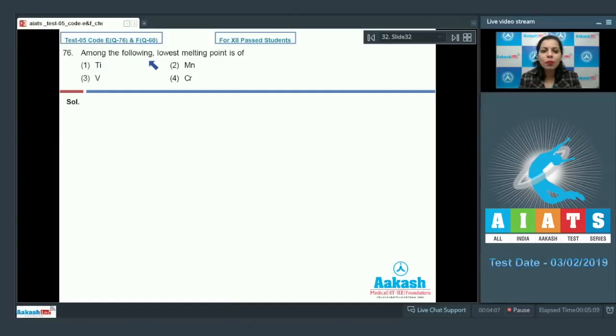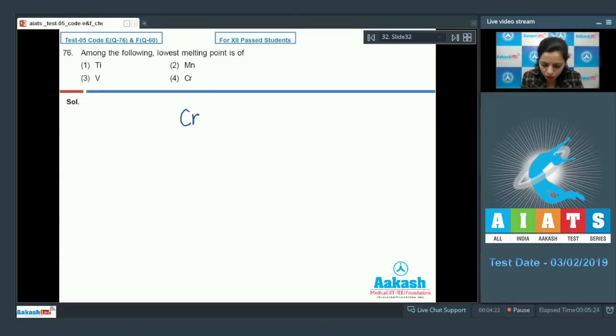Question number 76. Among the following, lowest melting point is of. We have different metals given here: titanium, manganese, vanadium and chromium. 4 metals are given. And the correct order of their decreasing melting point, I'm just showing you.